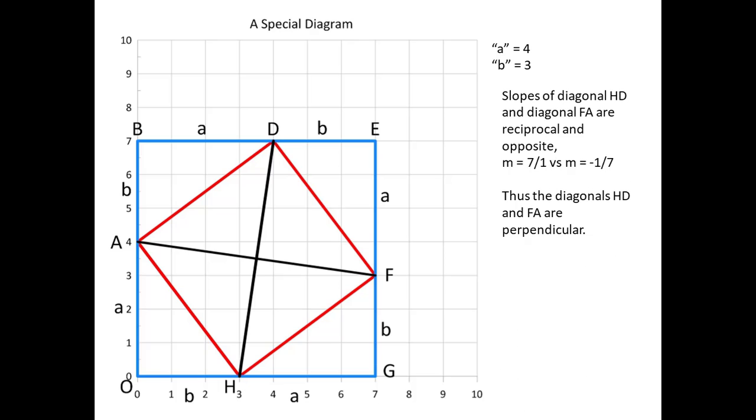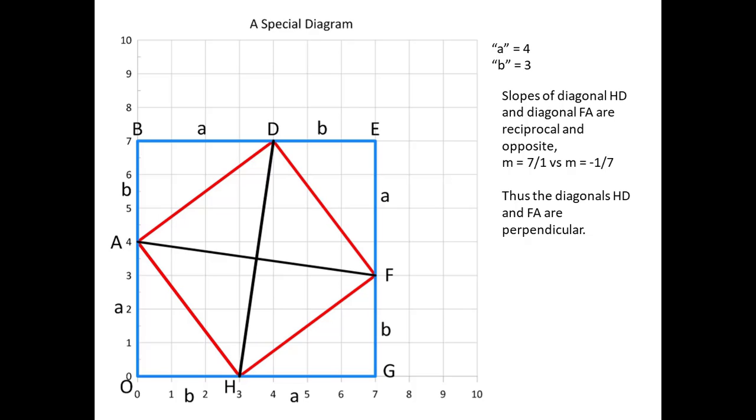And the slope of the diagonal HD and the diagonal FA are reciprocal and opposite. So we prove ourselves that. Looking at HD, it has a rise of 7 all the way across the rectangle from the bottom to the top, and the run is 1. And meanwhile, if we look at the slope FA, it has a rise of 1 but a run of -7, or if you'd rather, a rise of -1 and a run of 7. Either way, it's got a minus sign in either the numerator or the denominator, but the slope is -1/7. And those are reciprocal and opposite. So the diagonals, HD and FA, are perpendicular.